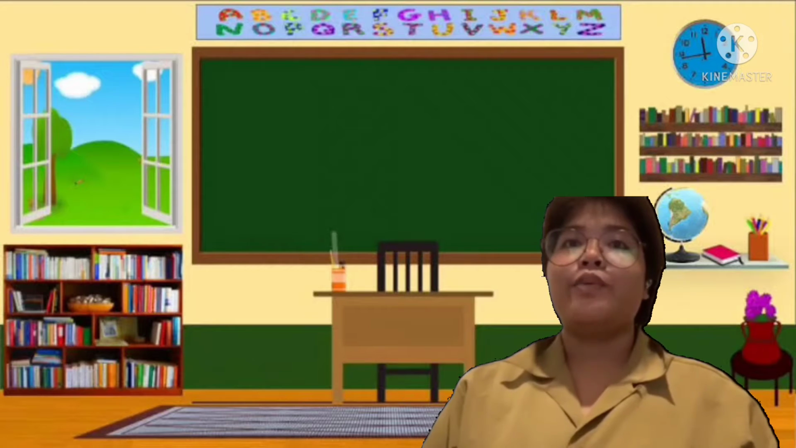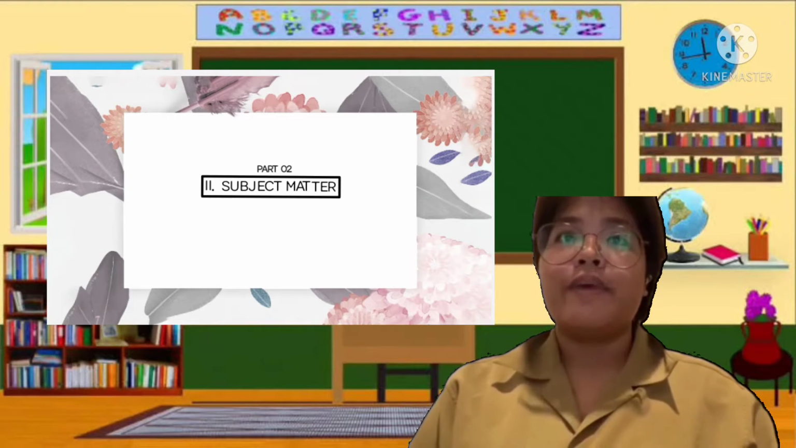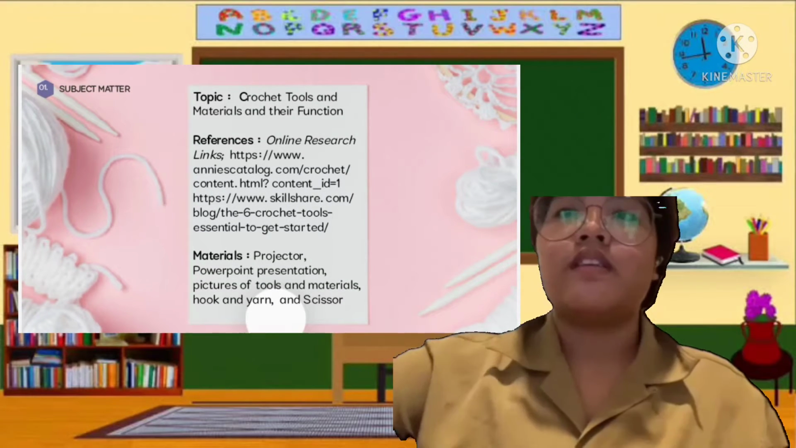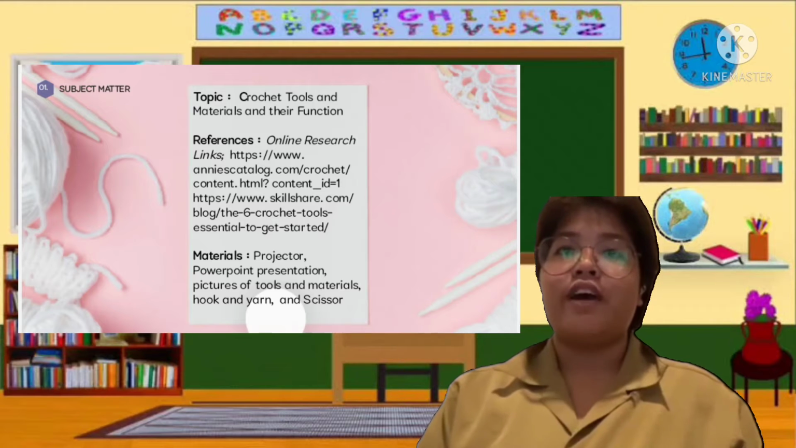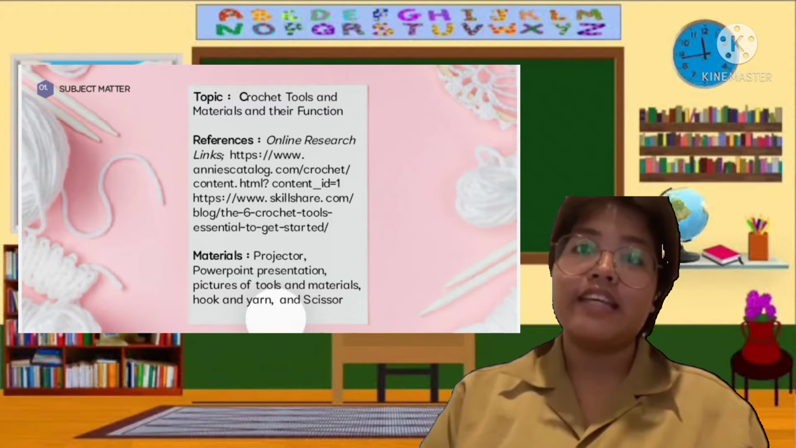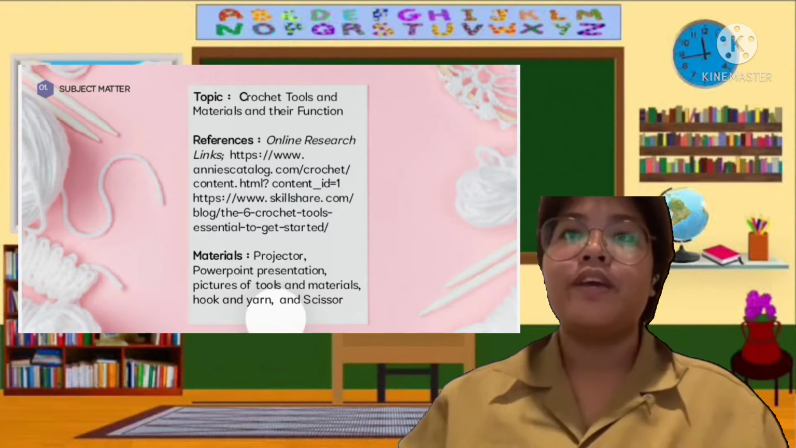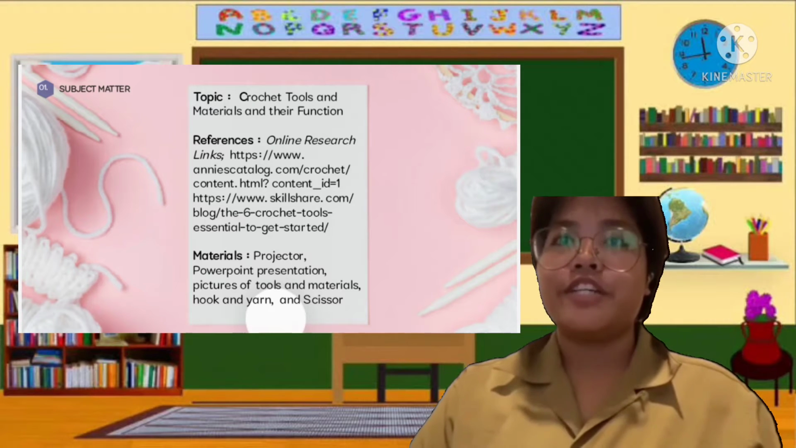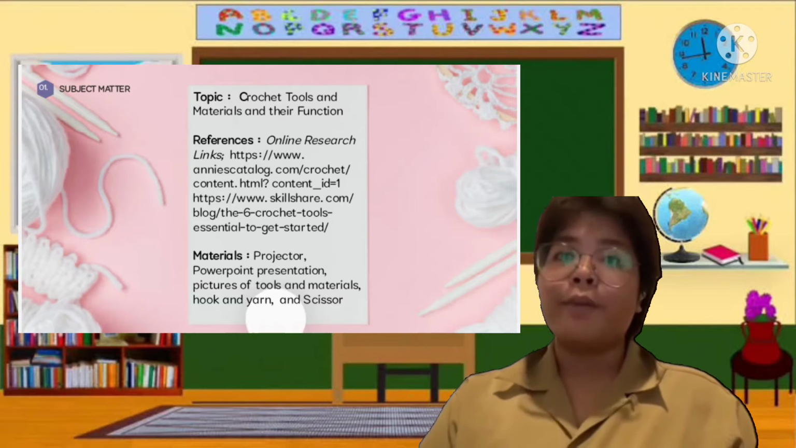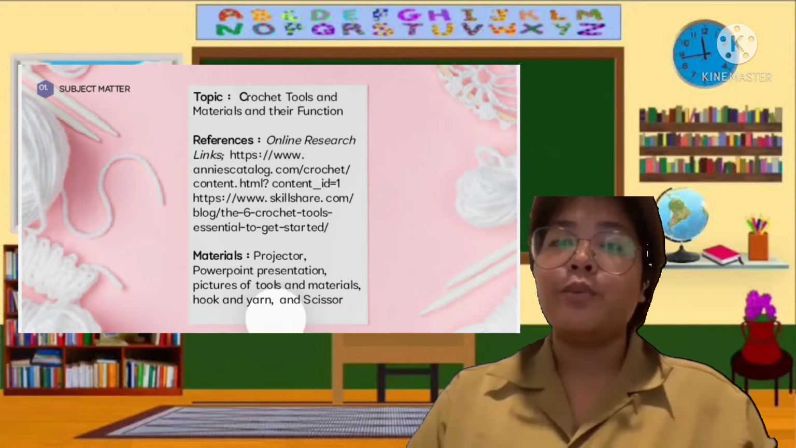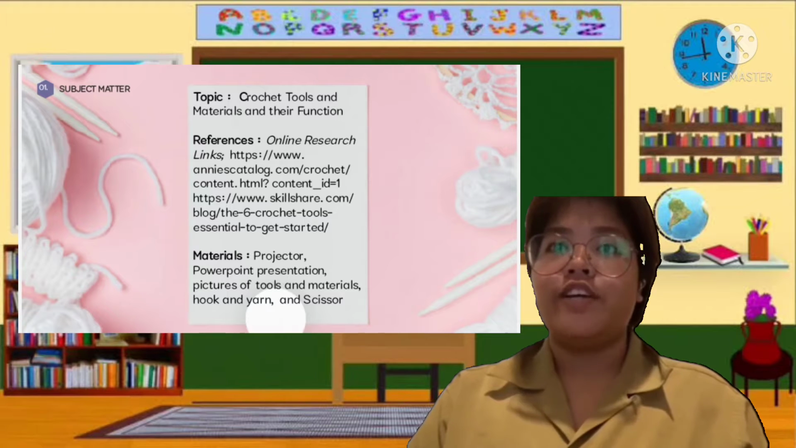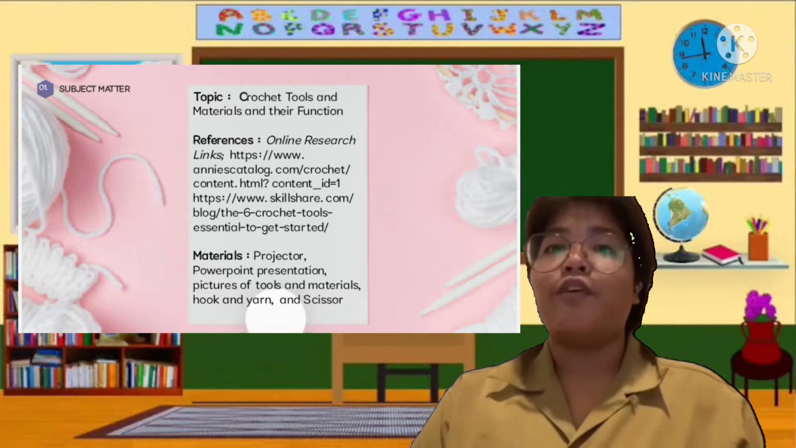And the second part, which is the subject matter. We have here the topic, crochet tools and materials and their function. Here are the references. I just searched online for the information that is inside this semi-detailed lesson plan. Next, we have the materials. The materials we are going to use are projector, the PowerPoint presentation, pictures of tools and materials used in crochet, and also hook and yarn for our activity later on, and of course the scissor.